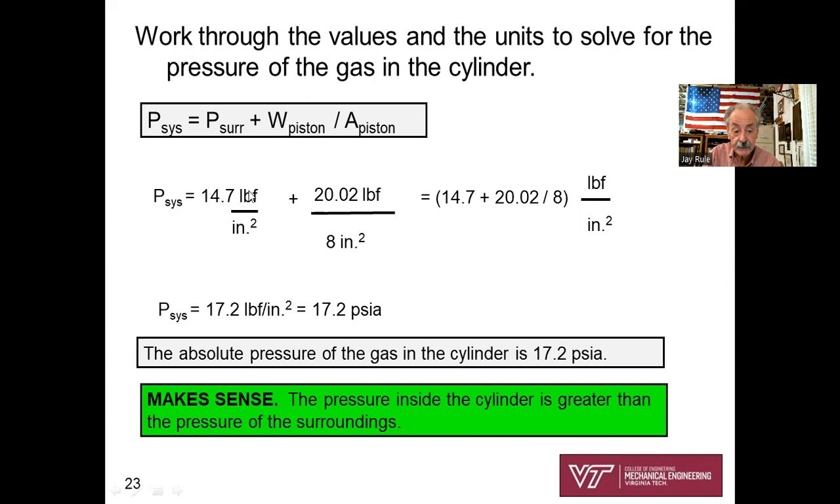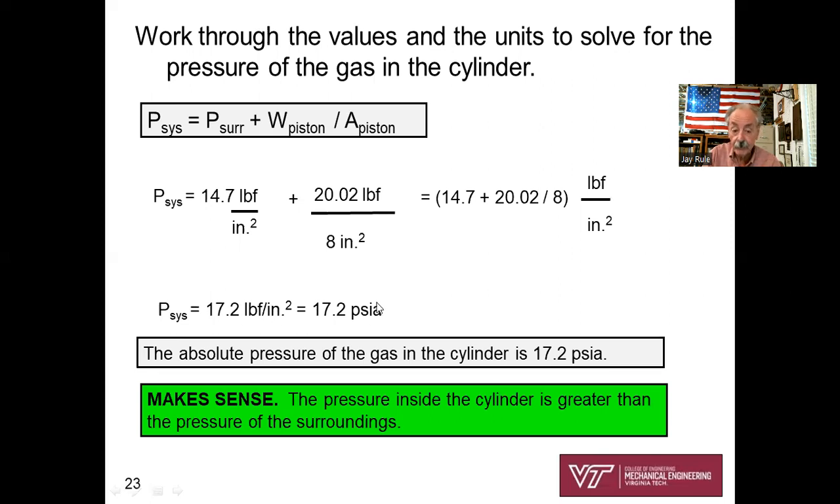P of the system, 14.7 pounds force per square inch plus 20.02 pounds force divided by area, 8 square inches. And so, there we go. Look at this. Our units are consistent. That's looking good. So we just do the math, and it looks like it's 17.2 pounds per square inch.